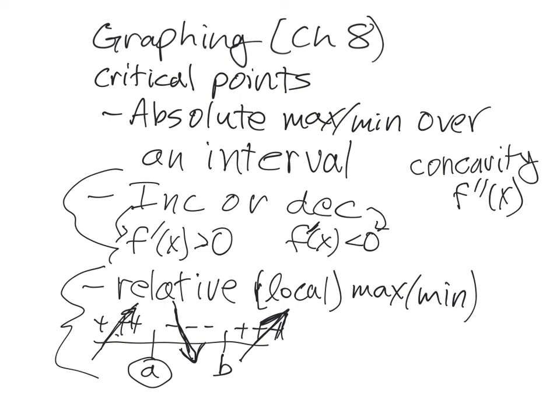If the second derivative is negative, what do we have? Downward concave. Okay, concave down. If the second derivative is positive, we have concave up. So again, similar to increasing and decreasing, concavity questions would be where is it concave up, where is it concave down, but we look at the second derivative rather than the first derivative.